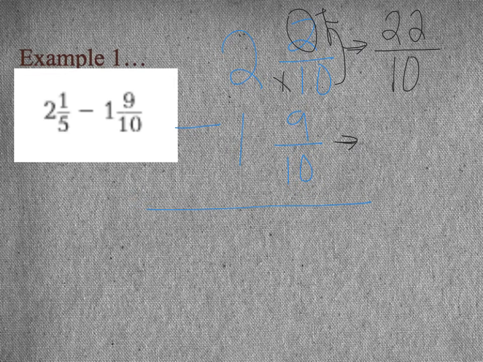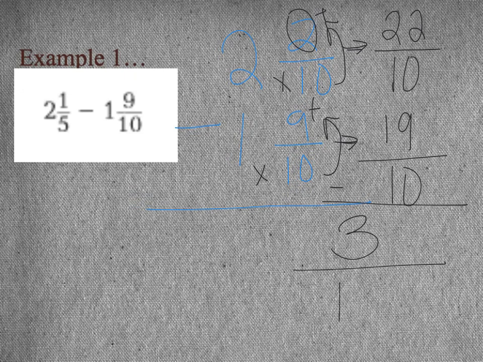Let's do it with the bottom one. 1 times 10 is 10. Then if I add the 9 here, 10 plus 9 is 19. My denominator stays the same, which is 10. So now I can subtract 22 tenths minus 19 tenths. Well, 22 minus 19 is 3. And my denominator stays the same, which is 10. Well, look at that. We got the same exact answer. So you could have used either strategy to solve this problem, either regrouping or renaming. It's up to you, whichever one you prefer.